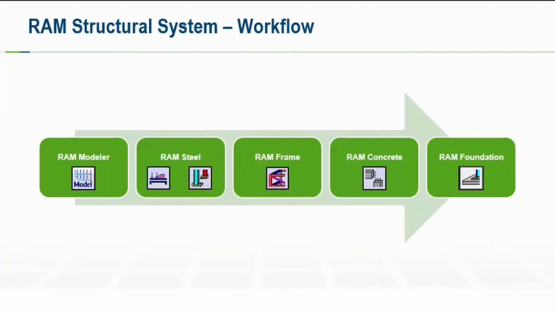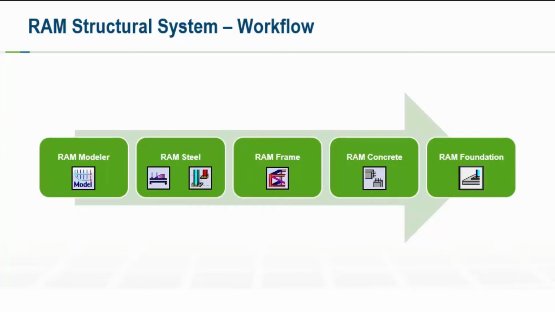in RAM Structural System. The building models are created in the RAM Modeler, which will contain the three-dimensional model of the structure, including all members, loading information, slab and deck assignments, and story data. If your model contains any gravity steel members, the gravity steel members must be designed in RAM Steel Beam and RAM Steel Column before proceeding.